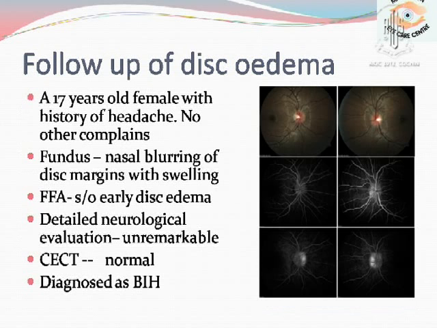It can also be utilized to follow disc edema cases. This is a case of a 17-year-old female who had a history of headache, no other complaints. Fundus showed mild nasal blurring of disc margins with swelling. So this was a case of early disc edema. So we performed an FFA. We can see there is a nasal leak. Detailed neurological evaluation was unremarkable. CECT was normal. So she was diagnosed as IIH or BIH.